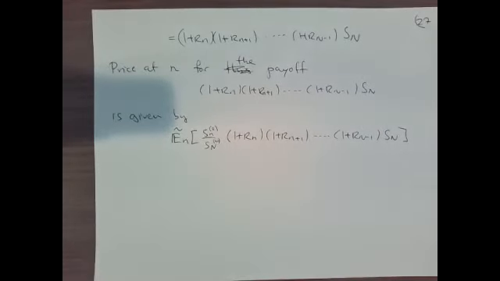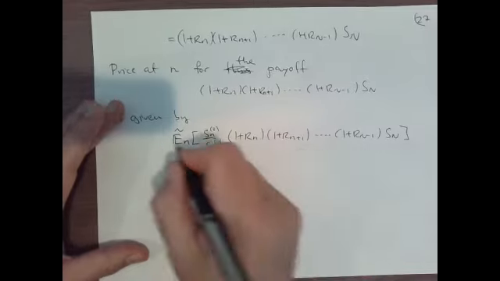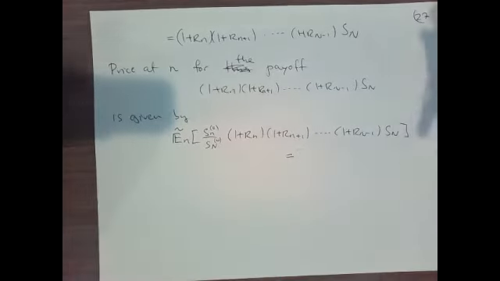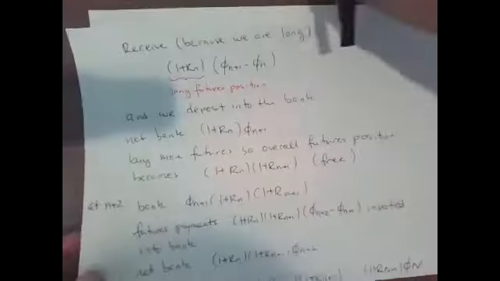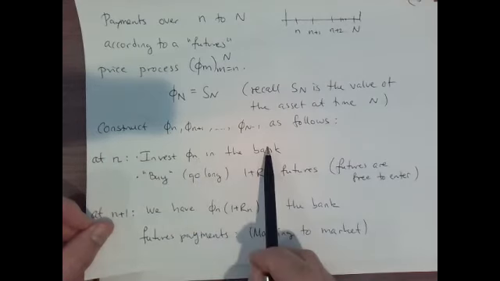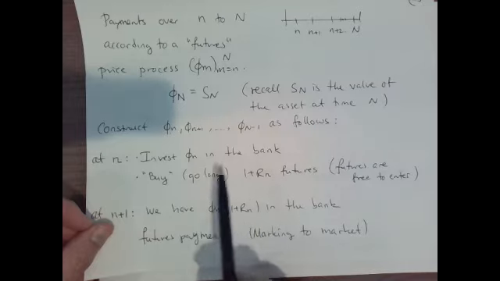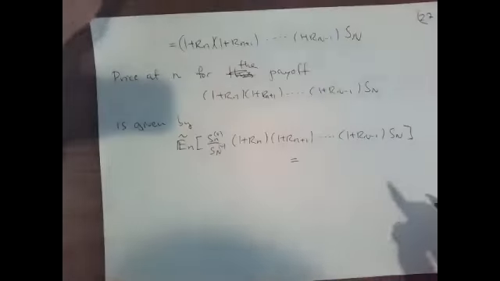But I know also what this must be. This thing here has to be whatever it cost me to get this game started. And the thing that it cost me to get it started was exactly phi n, right? Because I put phi n into the bank, and this here didn't cost anything. So the price of getting this game started was exactly phi n.